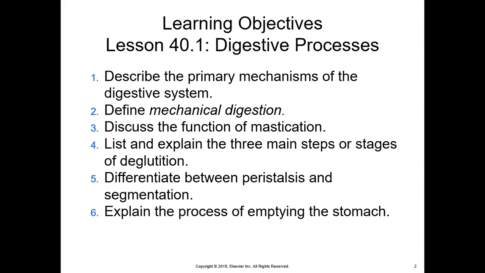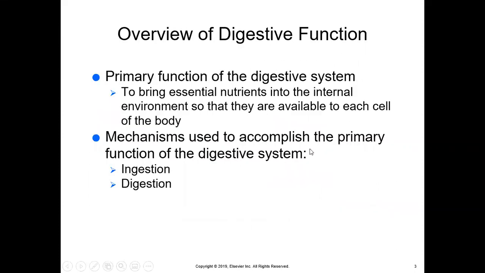Now, here are some of the learning objectives. We're going to describe the primary mechanisms of the digestive system, define mechanical digestion, discuss mastication, explain the three main stages of deglutition, differentiate between peristalsis and segmentation, and explain the process of emptying the stomach.